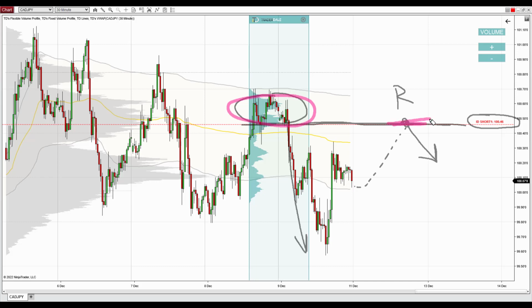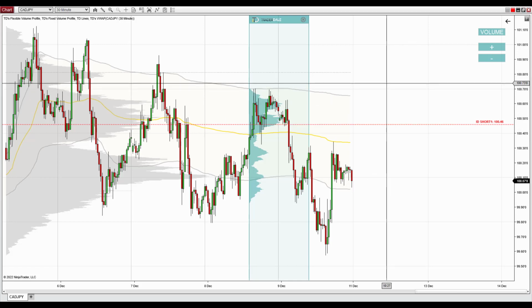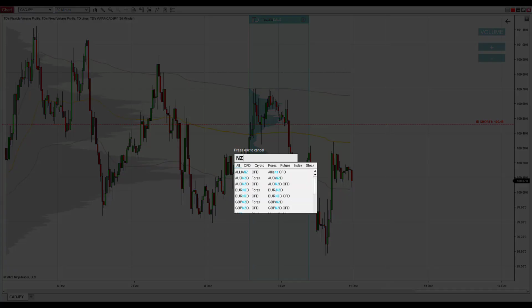So that's why this should work as a resistance, and the price should bounce off it. All right, so that's the resistance on the Canadian dollar Japanese yen. The next pair I want to cover is New Zealand dollar Canadian dollar.